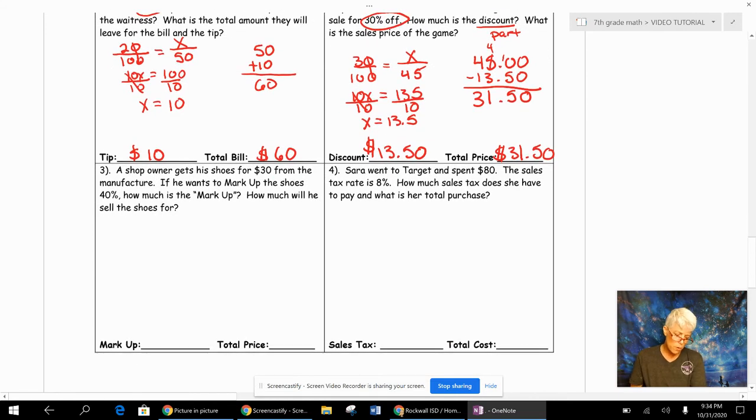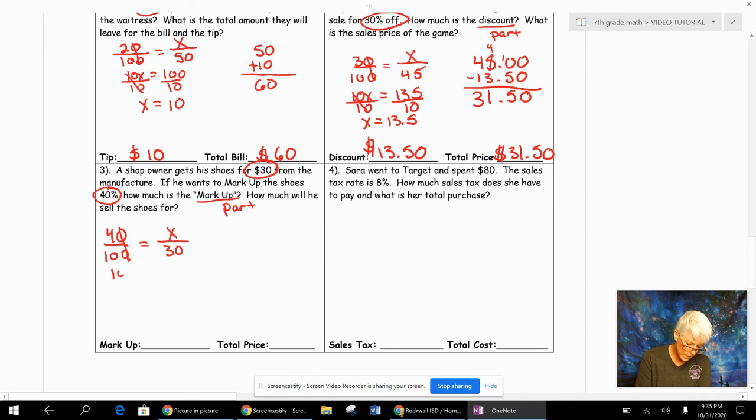Number 3, a shop owner gets his shoes for $30 from the manufacturer. If he wants to mark up the shoes 40%, the shoes were 30, how much will you sell the shoes for? Now again, the markup is your part. I'm always going to set them all up the same, 100 down below, the percent goes over 100. The 30 is the whole. I'm looking for the part. I've been looking for the part on all of these so far. I'm going to cheat a little bit and take the zeros off. It makes this a lot easier.